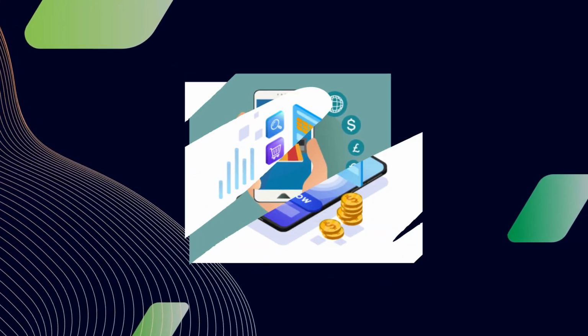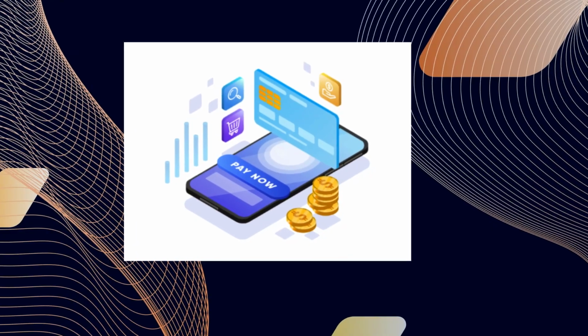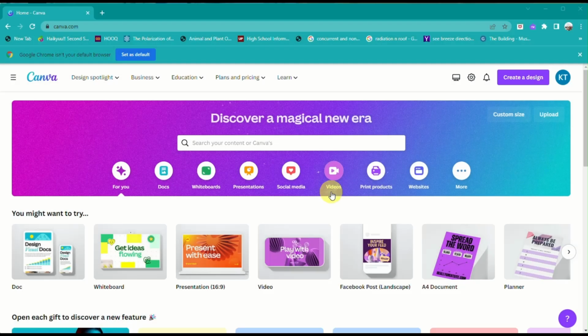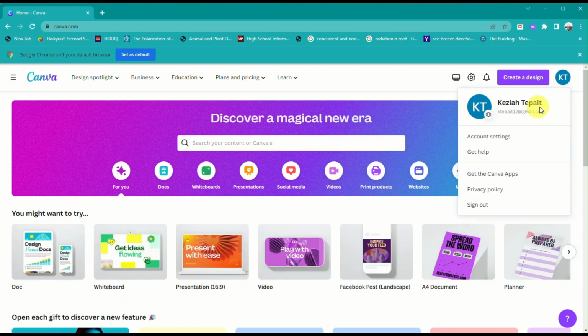So first to begin with, what you need to do is go to your account for Canva on your browser. Just go to canva.com and log into your account. And for you to be able to add a payment method, you just need to go into your profile on the upper right corner of the screen. When you click on it, just click on account settings.